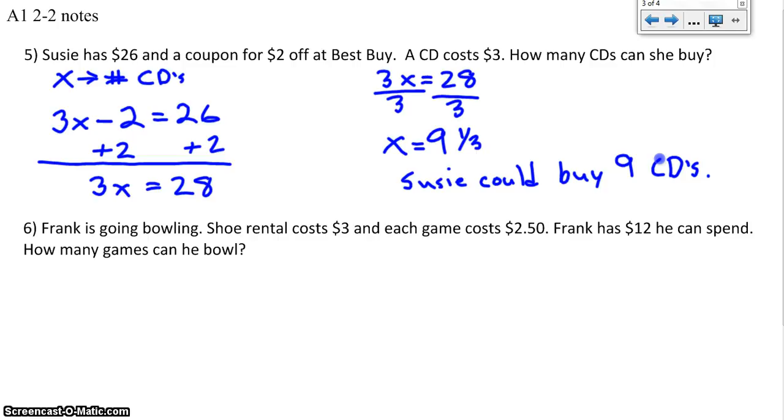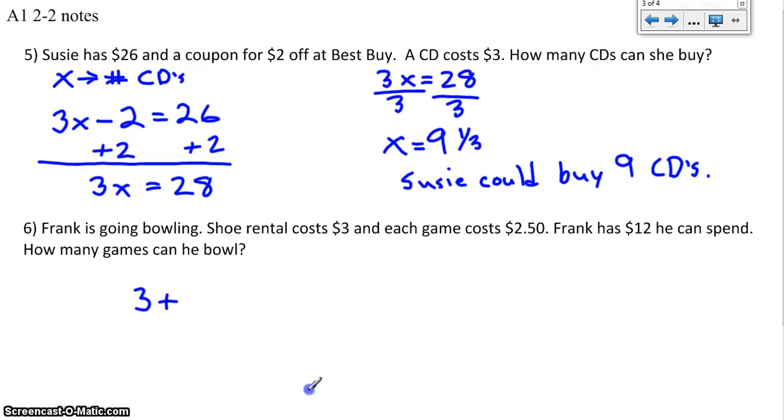All right, on number 6, Frank is going bowling. Shoe rental costs $3, and each game costs an additional $2.50. Frank has a total of $12 he can spend. So how many games can he bowl? Well, the first thing to consider is that the shoe rental is a one-time expense. So his expenses are going to be represented by $3 plus.